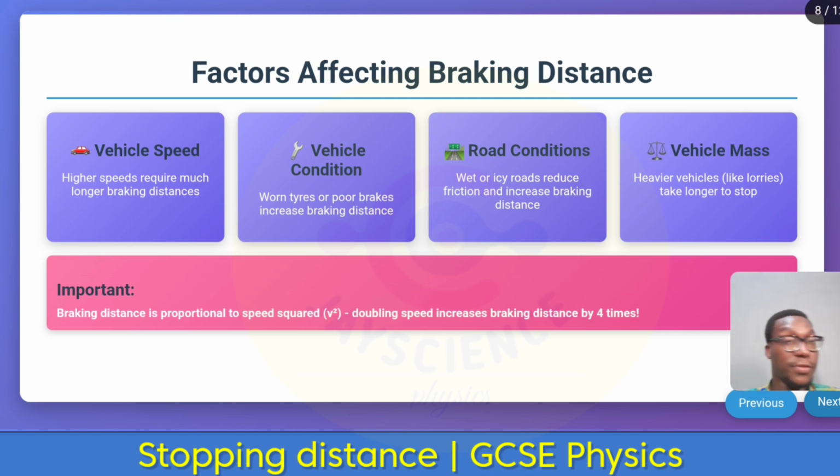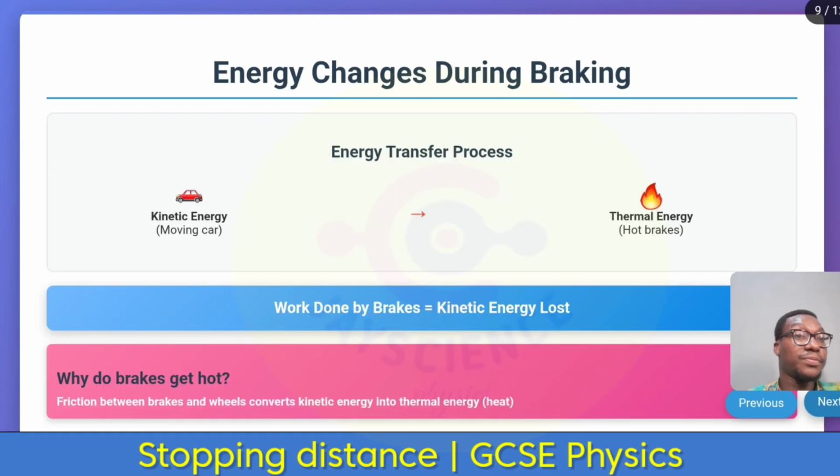Get that arrangement. For thinking distance, if your speed doubles, your thinking distance doubles. If your speed doubles, your braking distance will quadruple.